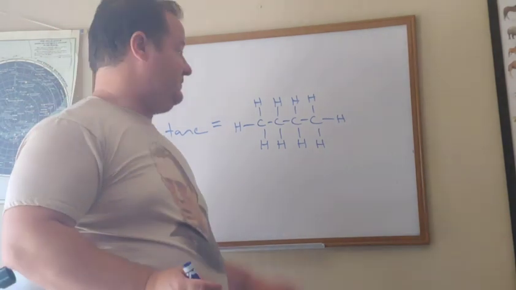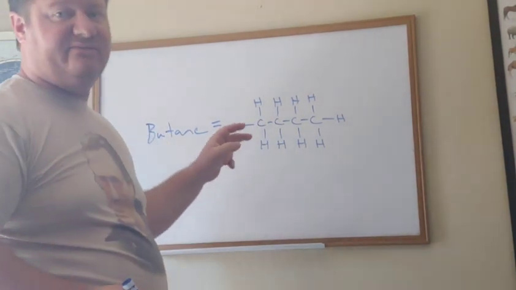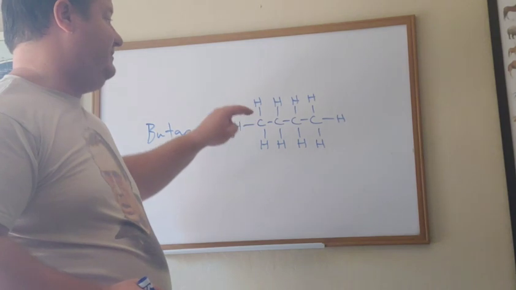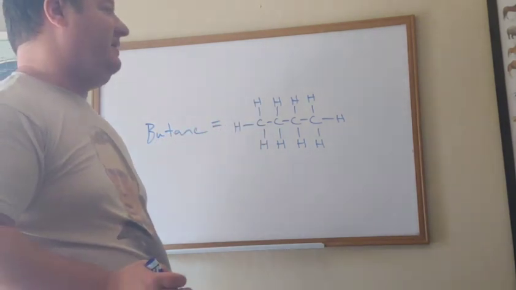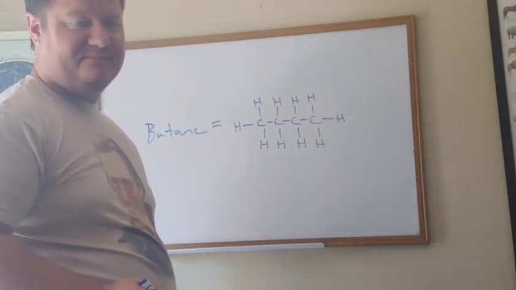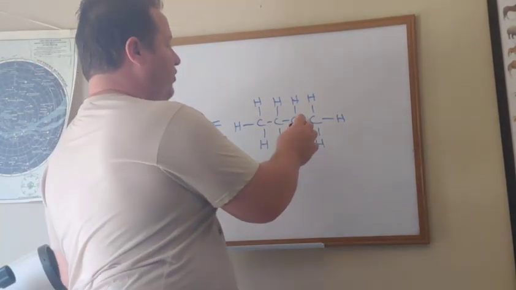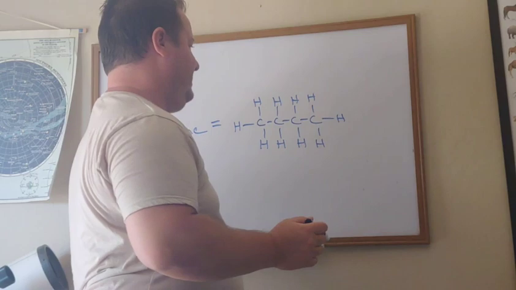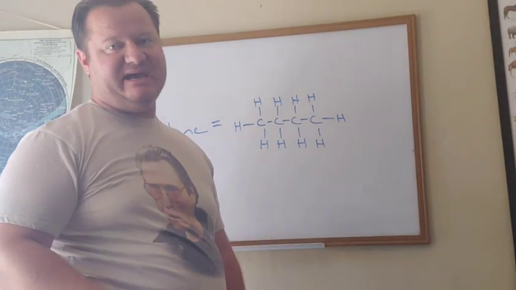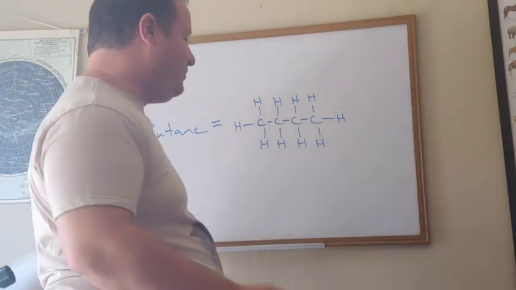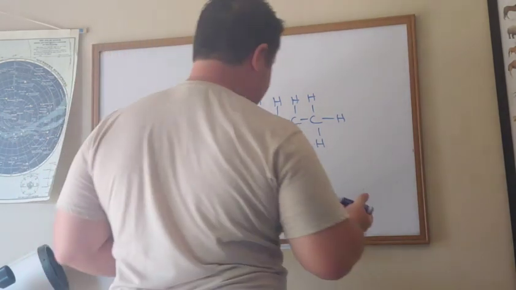Okay, so this is the way they currently have the chemical composition diagram set up. Now it has 4 carbon atoms and 10 hydrogen atoms. But this is the way it actually looks in real life.